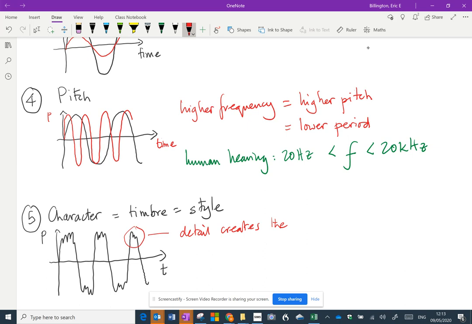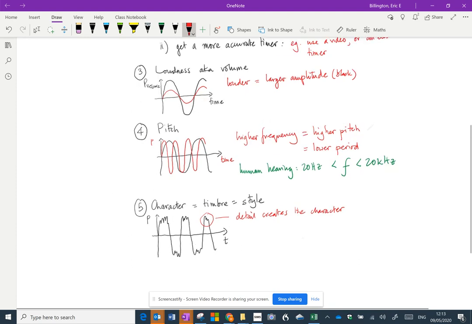Now, this is why voice recognition software works. The computer stores the character of your particular waveform, and it goes, whoa, that's Mr. Billington. And there you have it.